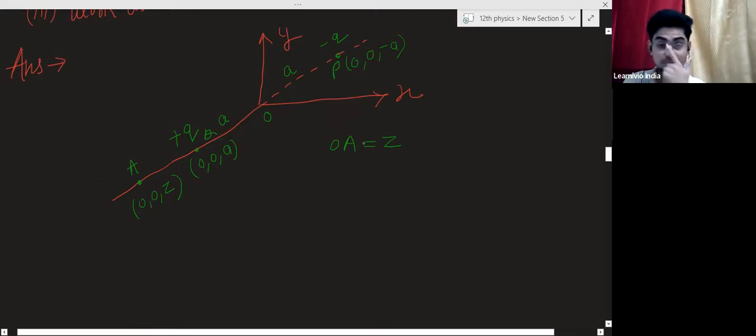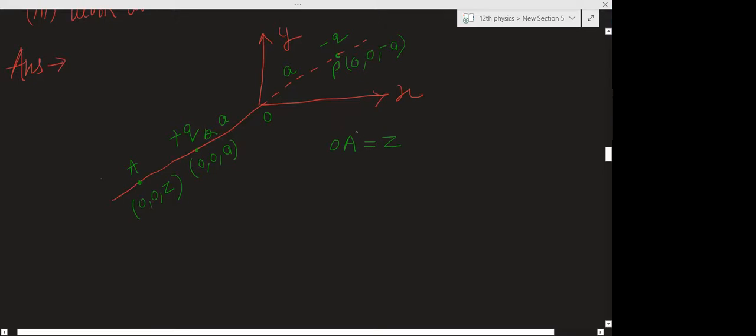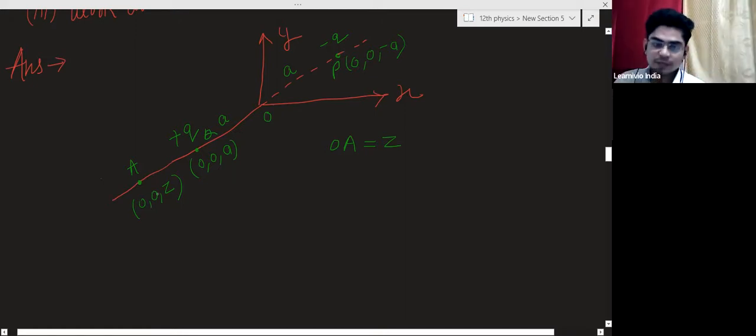So the distance between the point A and the center, what is the center of the dipole? This point O is the center of the dipole, no?